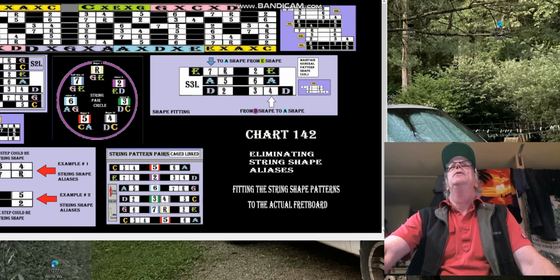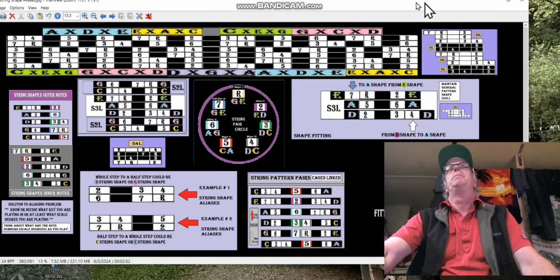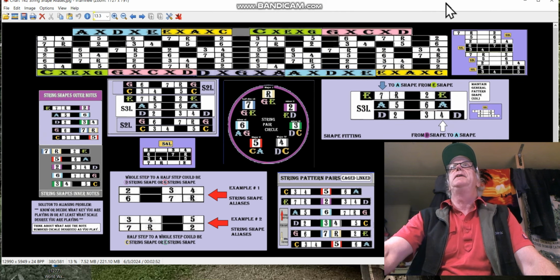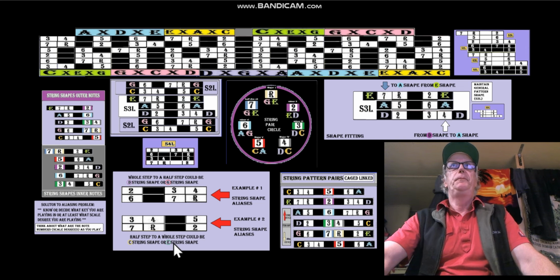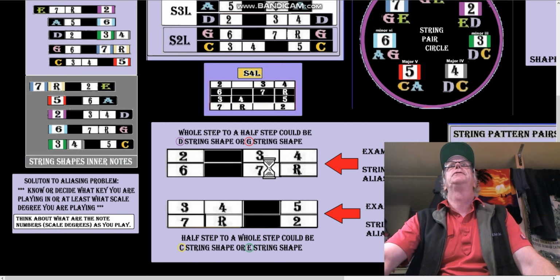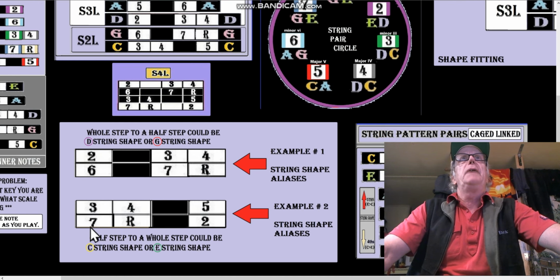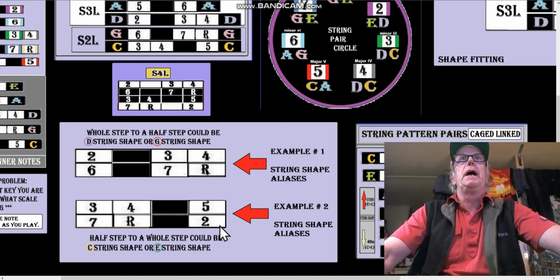So right here we have chart 142, eliminating string shape aliases, fitting the string shape patterns to the actual fretboard. Okay, that's something that needs to be talked about, the fitting the patterns. Eliminating string shape aliases. What are string shape aliases? Okay, let's look right here. Let's jump right into this. We have a half step to a whole step down here on both these string patterns. This is an E pattern and this is a C pattern. Okay, half step to a whole step could be a C string shape or an E string shape.